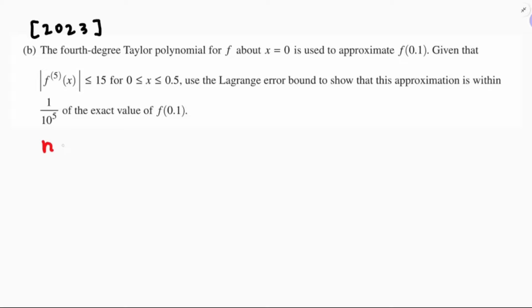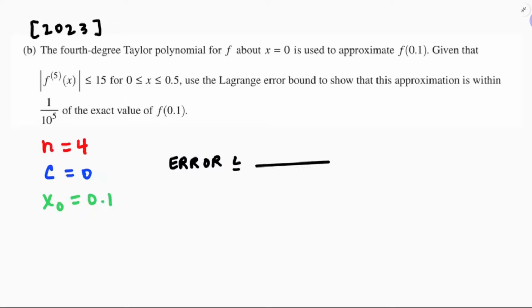The degree of the polynomial is equal to 4. It's centered around x equals 0. And it's used to approximate f of 0.1, so I know my approximation point is x0 equals 0.1. So what we want to do is say, all right, error is less than or equal to, it has to do with the next factorial, the next power of an absolute value, and then the absolute value of the next derivative. So it would be something to the fifth power, and then something about the absolute value of f's fifth derivative.